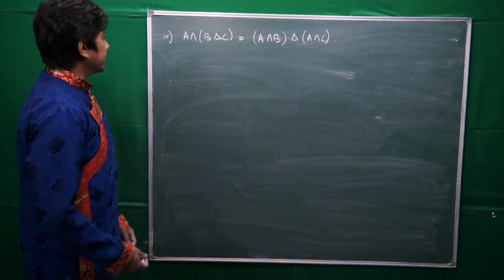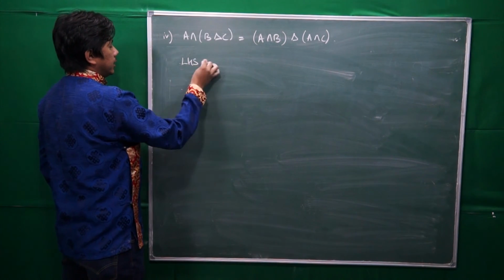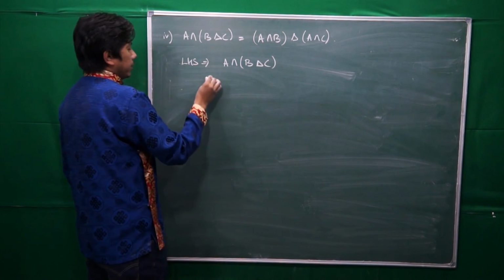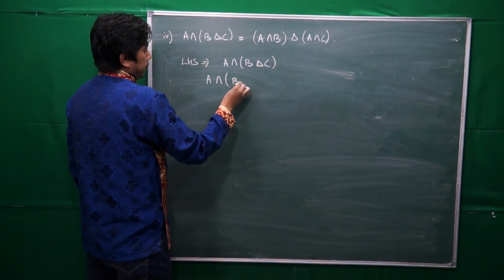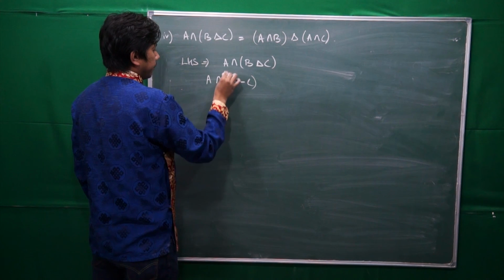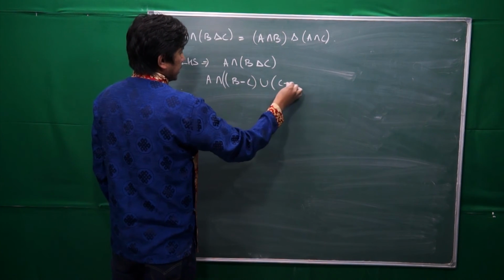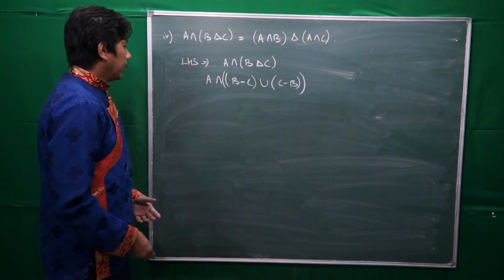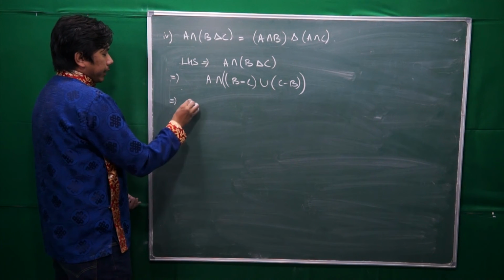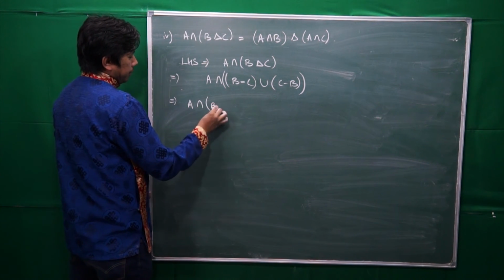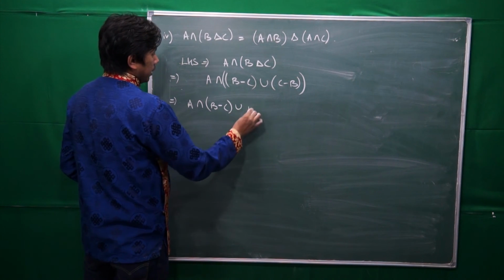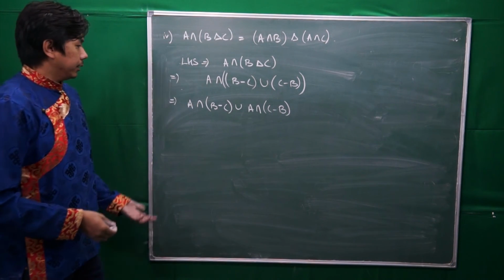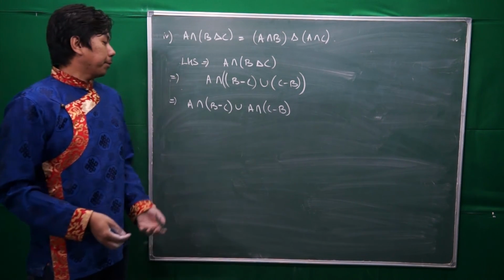Let's take the left hand side first. LHS is equal to A intersection B symmetric difference C. So it will be written as A intersection, bracket, B minus C union C minus B, bracket closed. Clear? Now using the distributive property, we can write A intersection B minus C union A intersection C minus B. Clear? This is the distributive property.